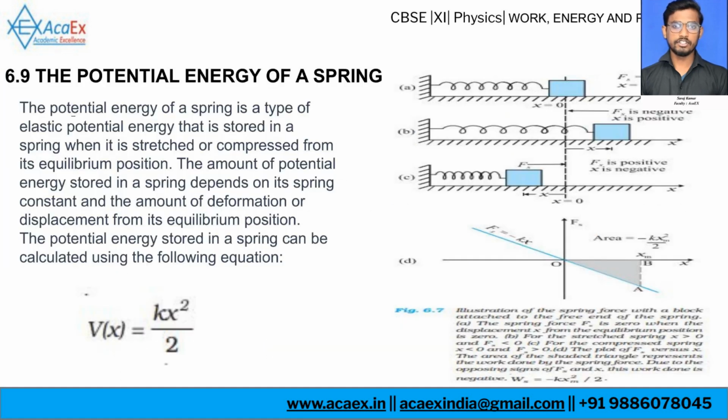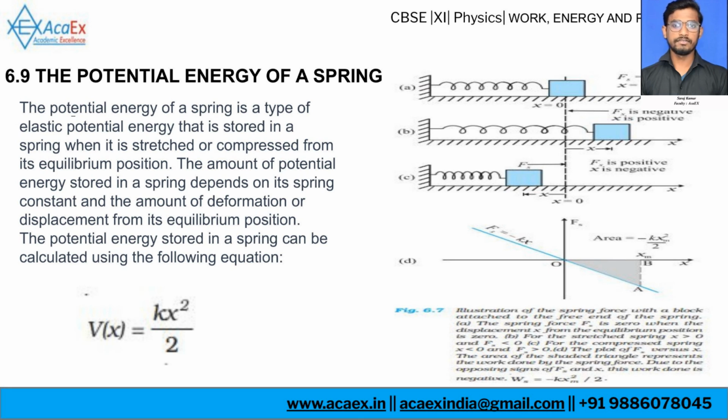The potential energy of a spring. Potential energy in a spring, V(x) equals 1/2 kx squared. At equilibrium, x equals 0, F_s equals 0. Stretching, x greater than 0, F less than 0. Compression, x less than 0, F greater than 0. Work done by the spring force is negative.